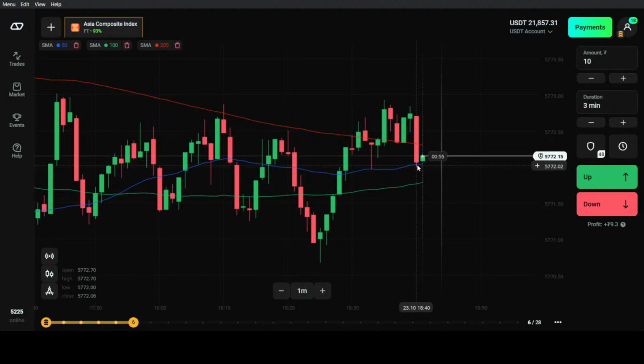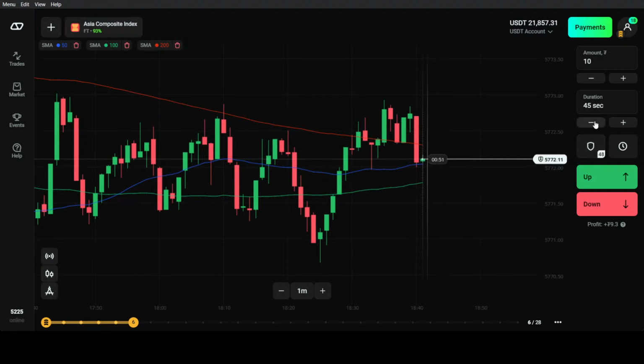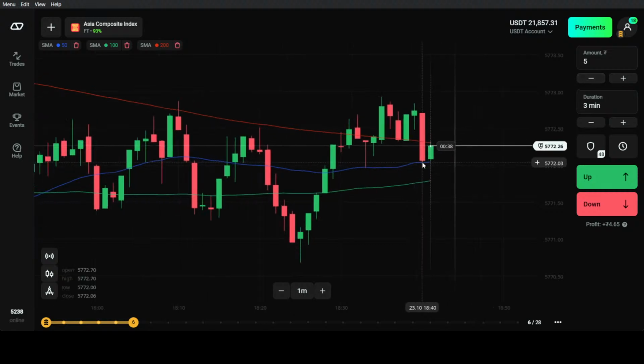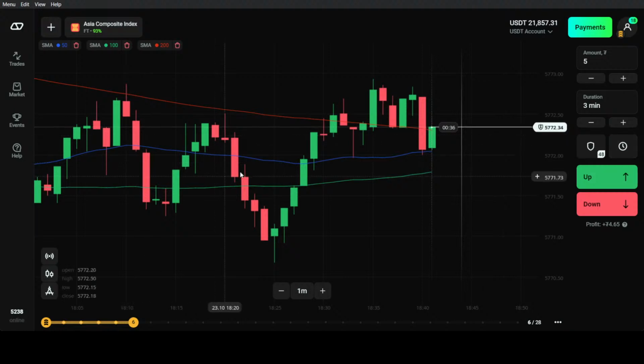It just went near the SMA 50, but right now it is not showing any signal. Oh sorry, I'm changing the time. I actually wanted to change the amount. Okay, so whenever you see this kind of thing coming up, you are going to make a trade.